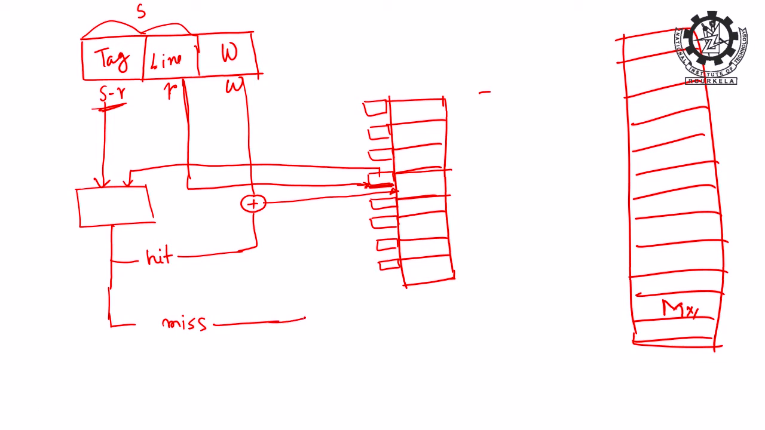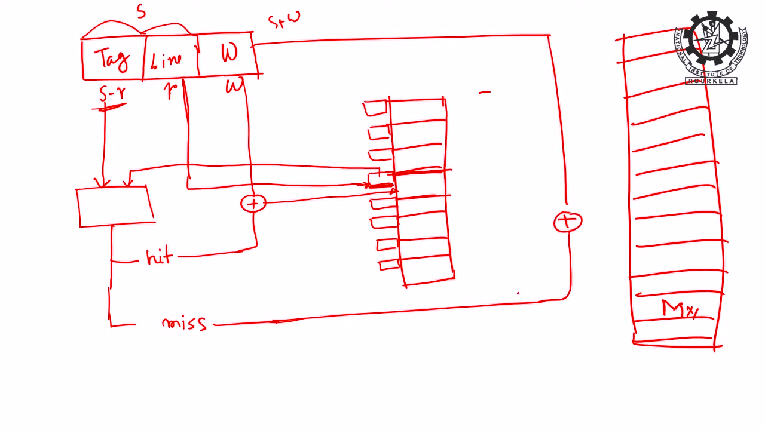Now, if it is a miss, the entire S plus W comes, already W is there, and it will identify this block. The data should be available in the main memory, so it will go and fetch this particular block and then the word. So, this is the pictorial representation for direct mapping.